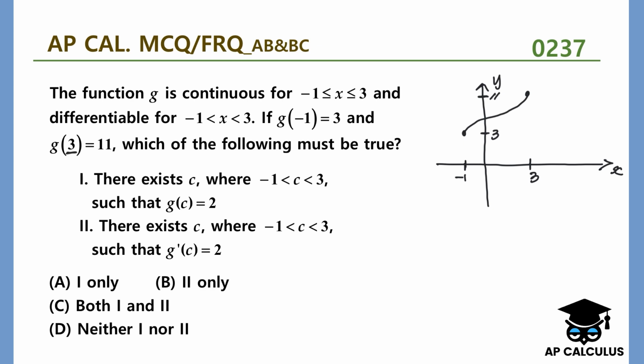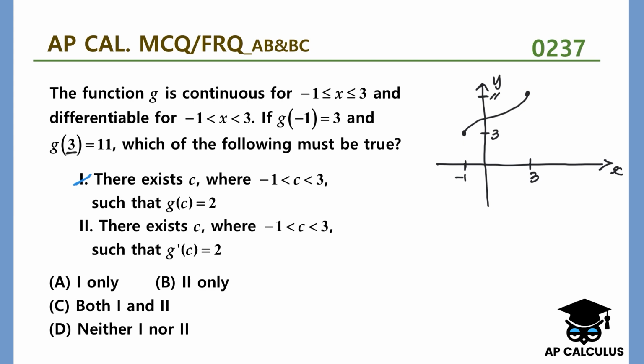So far so good? So let's check the part A, if this is true. It says that there exists c, c is between -1 and 3, such that function value g of c is equal to 2, right? Well, actually, this statement has to do with the intermediate value theorem, right? In order to have c between these two x values, the function value must be between 3 and 11, right? It has to be between these two function values, right? So first one is not true.